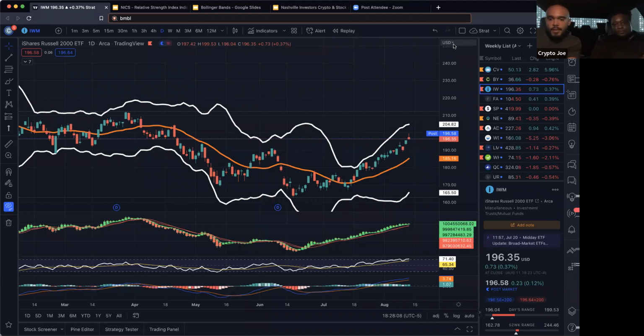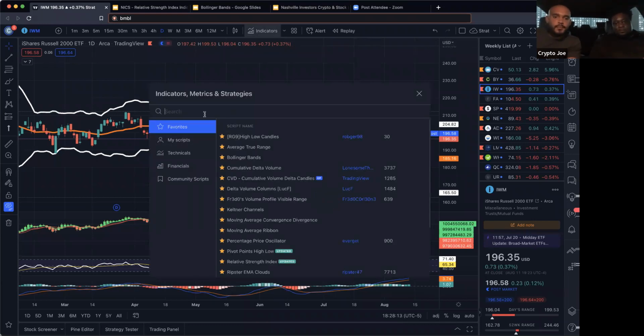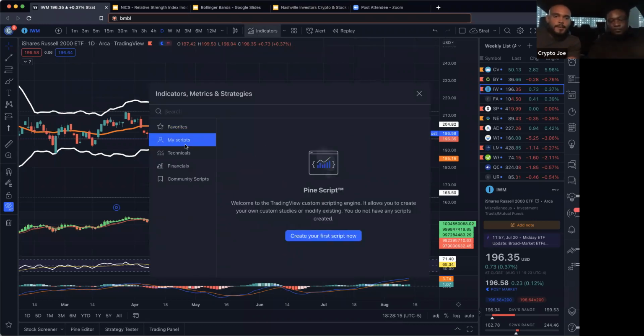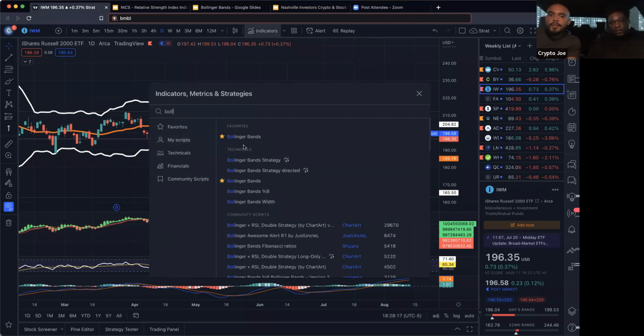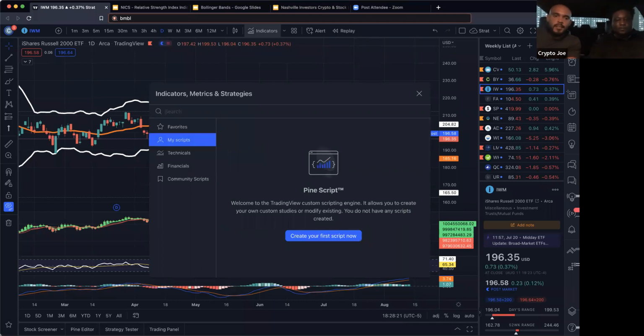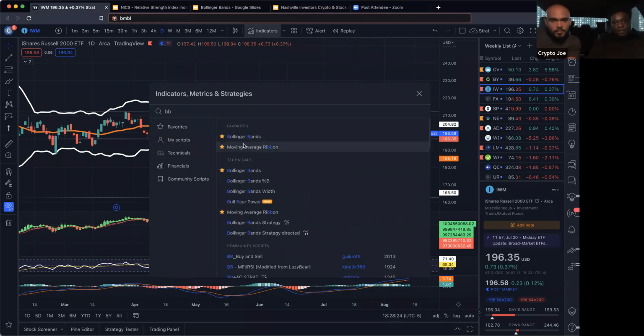What's another name for Bollinger Band? I can't find it on TradingView. Just go to indicators. An easy way to find it is to type in BB on indicators, and it'll pop up as probably the first thing. BB, Bollinger Bands. Just type in BB and look for it.